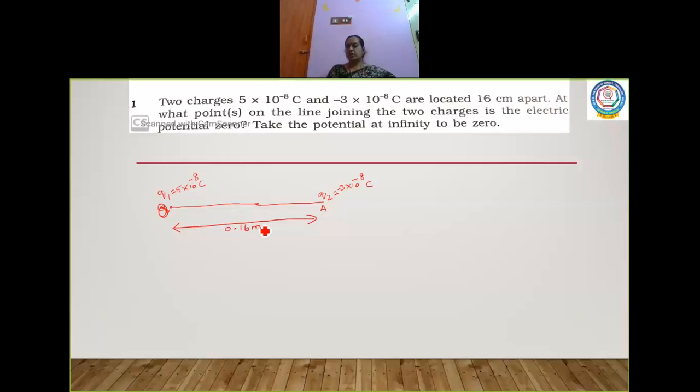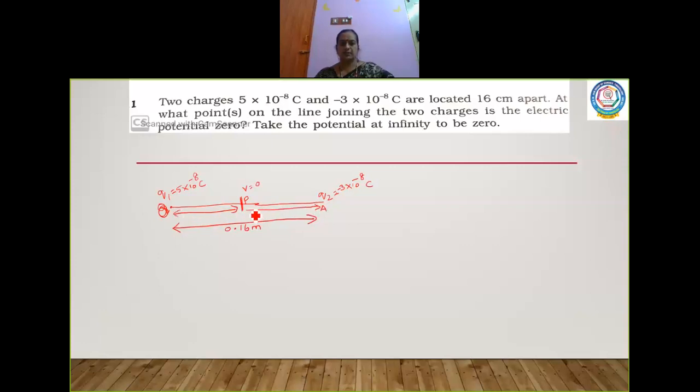At what point on the line joining the two charges is the electric potential 0? They say that the electric potential is 0 at a particular point. That point is on the line. So in the first diagram, we'll consider that the point be P here. At this point they say potential is 0. So I want to know what is the distance of the point from these two charges. You understood the question, children?